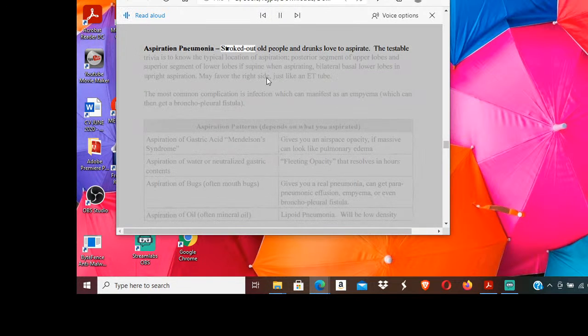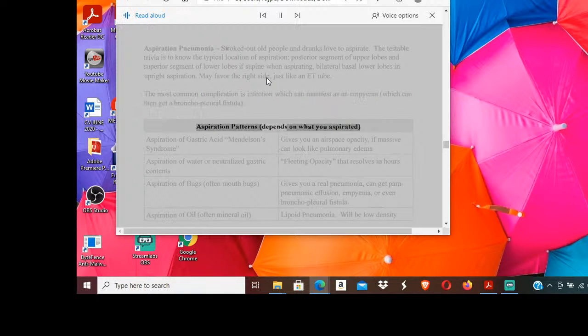Aspiration pneumonia, stroked out old people and drunks love to aspirate. The testable trivia is to know the typical location of aspiration: posterior segment of upper lobes and superior segment of lower lobes if supine when aspirating, bilateral basal lower lobes in upright aspiration. May favor the right side, just like an ET tube. The most common complication is infection which can manifest as an empyema, which can then get a bronchopleural fistula.